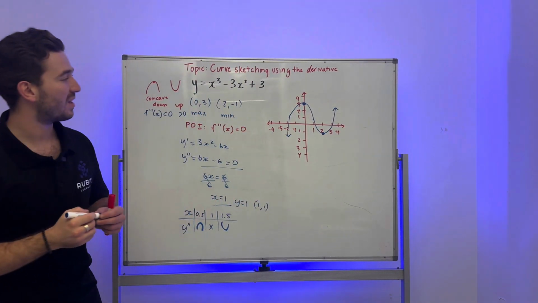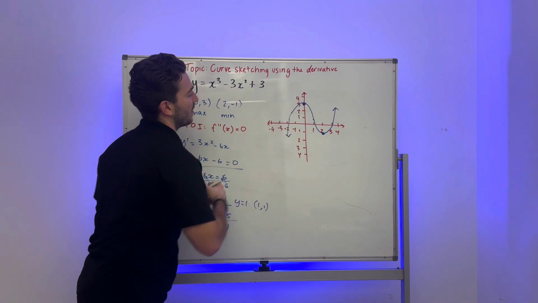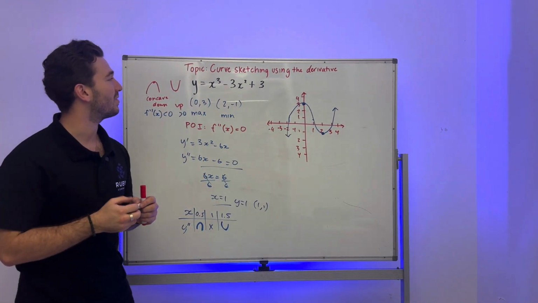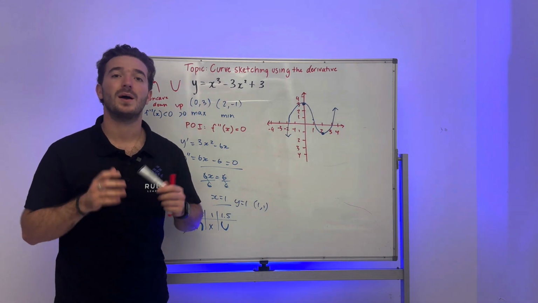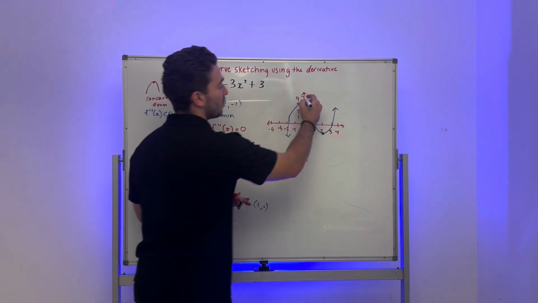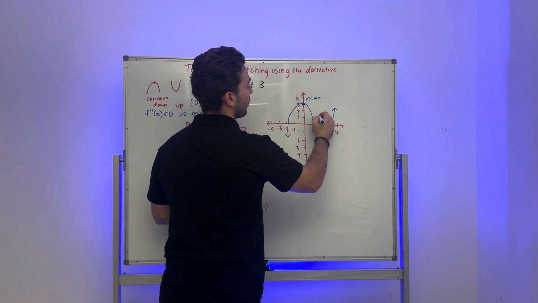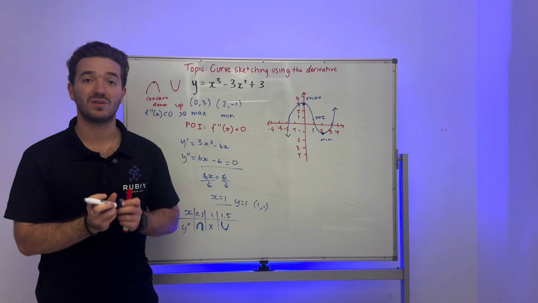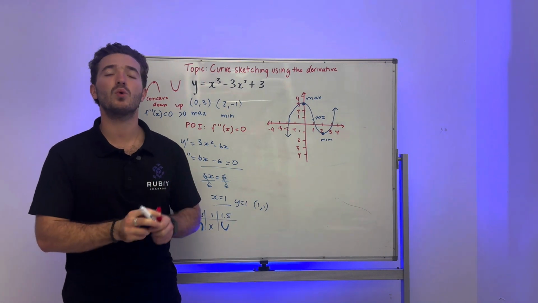That is how I would sketch, ignore the very yucky section here, but that is how I would sketch y is equal to x cubed minus 3x squared plus 3. So this is my max, this is my point of inflection, and this is my minimum. All right, we're very close to finishing. We've got one more thing to cover.